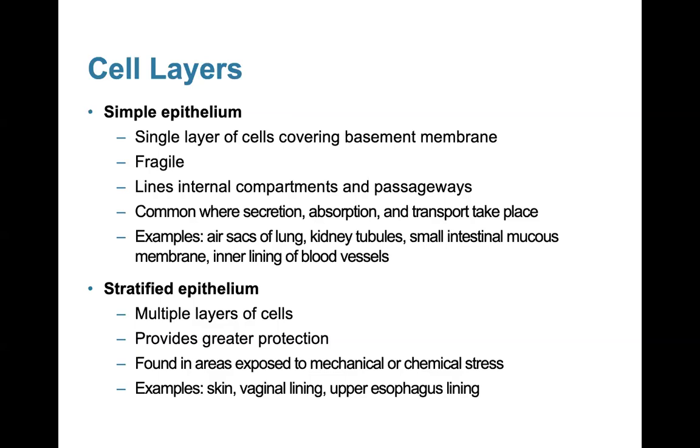Stratified epithelium, this is multiple layers of cells. When you have multiple layers, this oftentimes will provide greater protection, and it's found in areas exposed to mechanical or chemical stress. Examples here would include the skin, vaginal lining, and the upper esophageal lining.